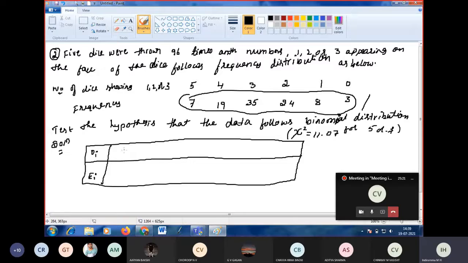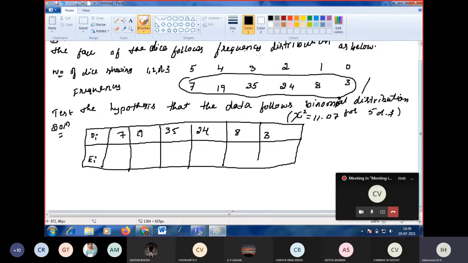Okay, that is 7, 19, 35, 24, 8 and 3. These are the observed values, they are given in the table. We have to find the expected value. Expected value means, by which rule do we have to use? We have to use the binomial distribution. By using binomial distribution, we have to find out the expected values.